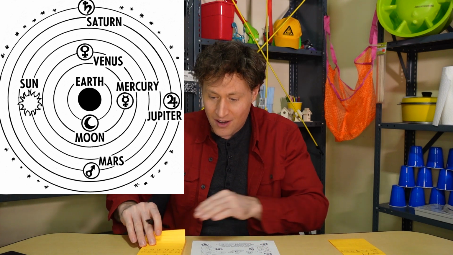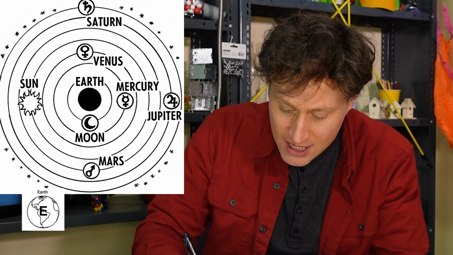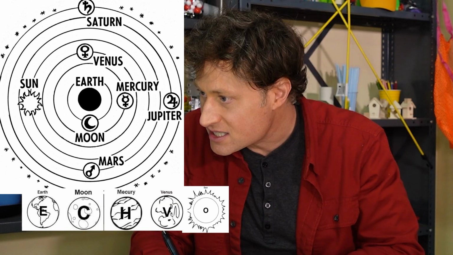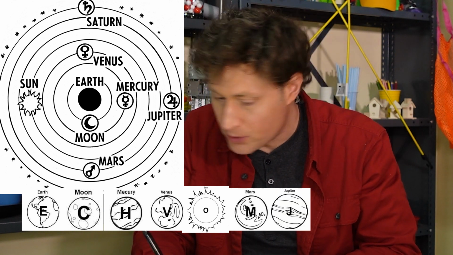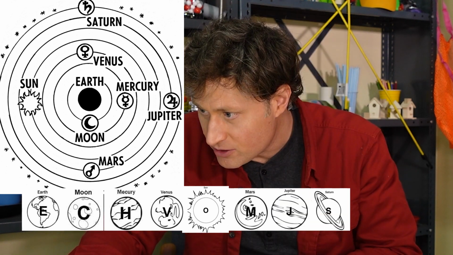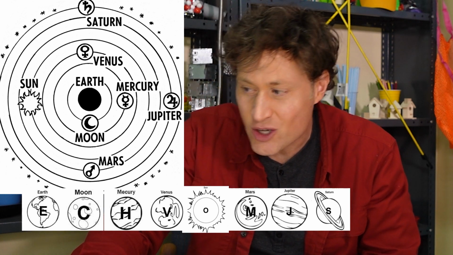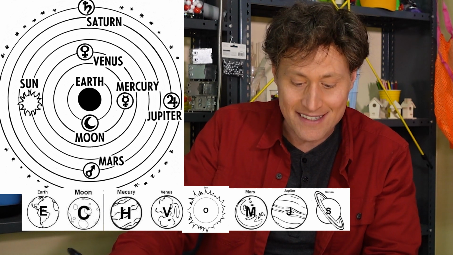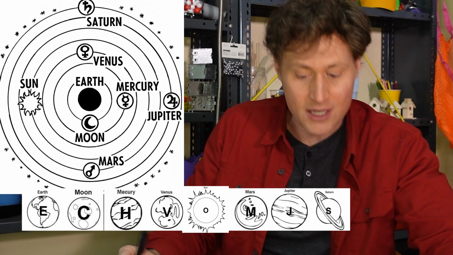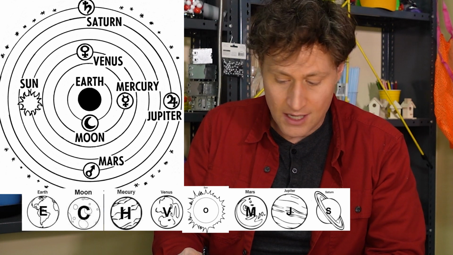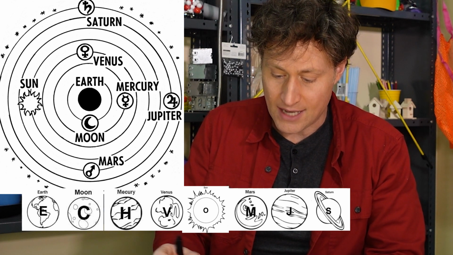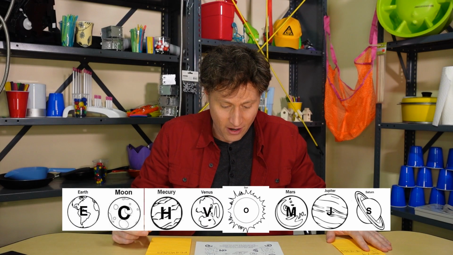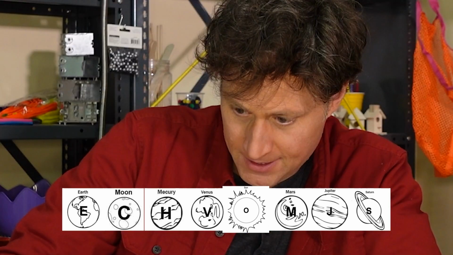So first we're gonna start with the Earth, which is E. After the Earth is the moon. Then we're going on to Mercury, Venus, the sun, Mars, Jupiter, and then Saturn. Neptune and Uranus aren't on here because I don't think the telescopes at the time were strong enough to know that those planets existed. I think we're gonna leave those off the list. ECHVOMJS. It still doesn't spell anything. Before Copernicus, we got that far, and we've ordered the planets.